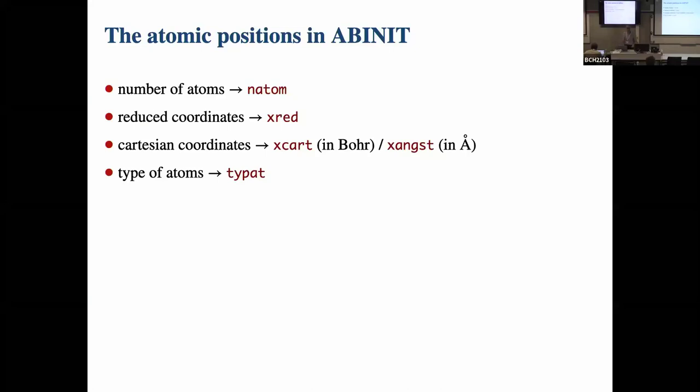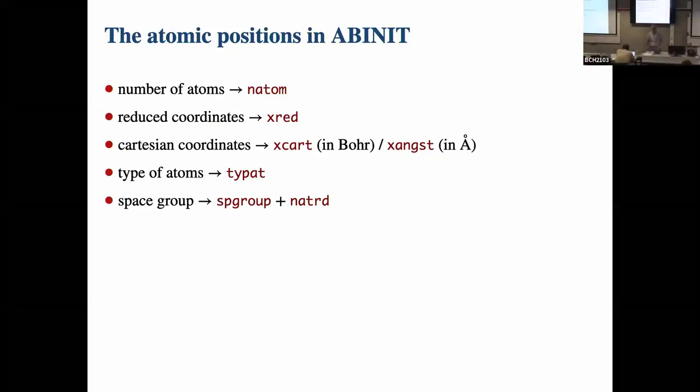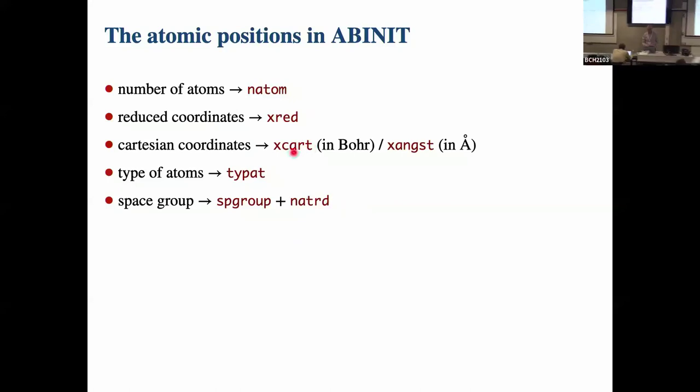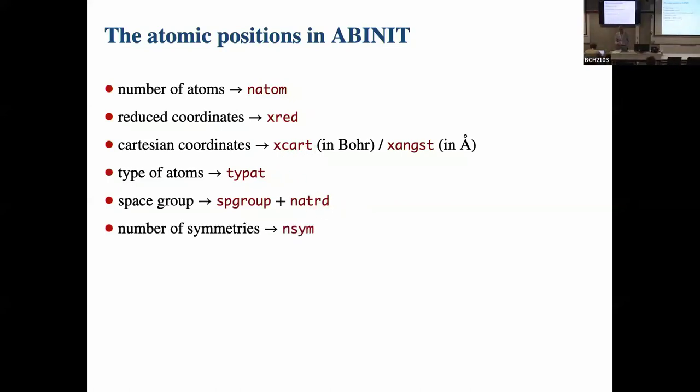Then you need to specify what are the kinds of atoms that you have in the unit cell. And so you label them 1, 2, 3, then you will use a pseudopotential to define each of those. And then you can specify the space group. If you know it in advance, you just specify the space group. And in that case, you just need to specify the positions in the reduced, the asymmetric unit cell. And this is why you can define the number of atoms in that reduced unit cell.